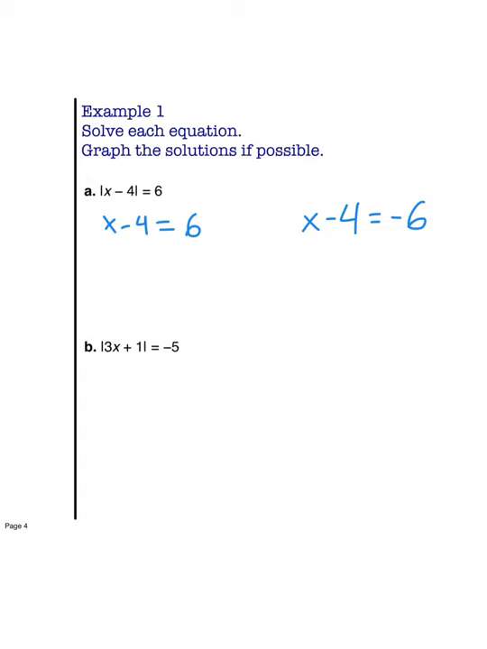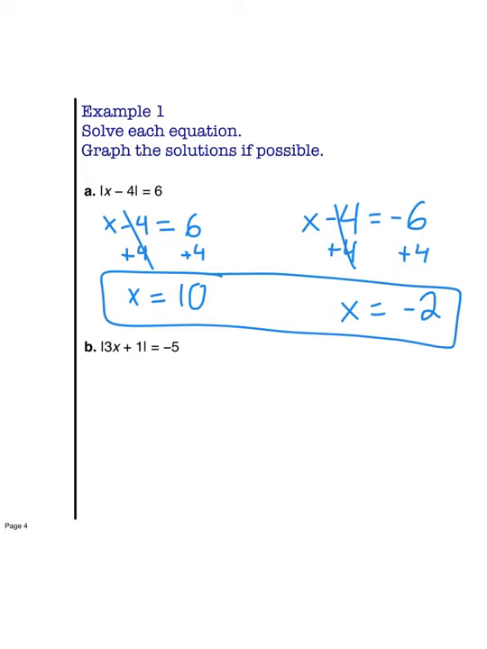So to solve for the variable, we get the variable by itself. To undo the subtraction, I'm going to add 4 to both sides. They cancel out on the left, and I have x equals 10. And I'm going to solve for x in the second equation, so add 4 to both sides. They cancel out on the left, and I have x equals -6 plus 4, which is -2. And those are my two answers. So in most normal cases, absolute value equations will have two solutions.